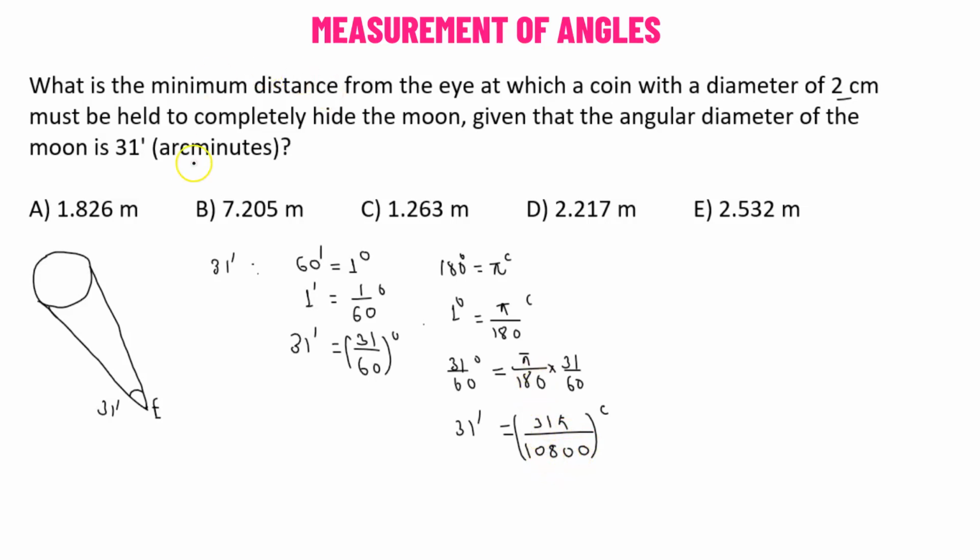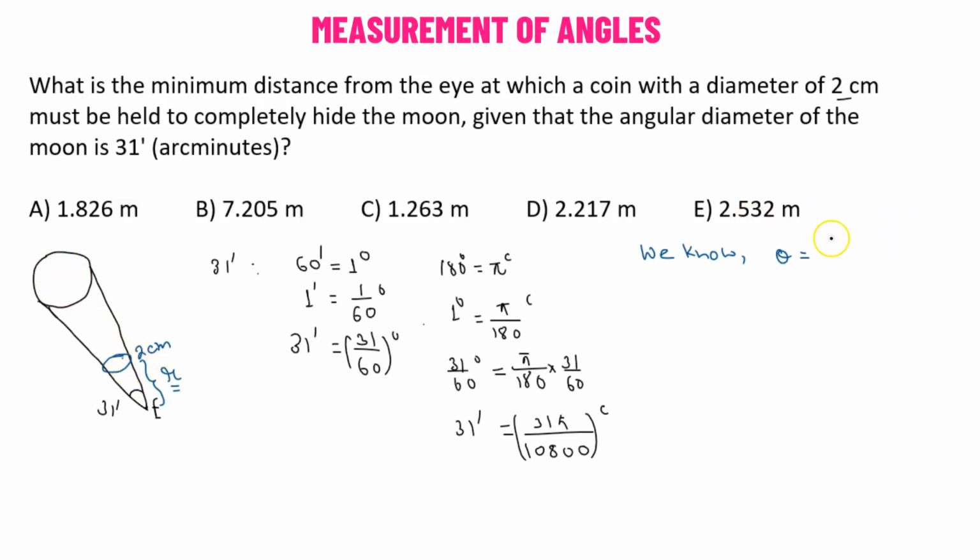Now in the problem, it's stated that we have a coin with a diameter of 2 centimeters, which is r distance away in front of the eye, such that it completely hides the moon. Our goal will be to find the value of r. Here we know that the angular diameter, that means the angle theta, is the angle subtended at the center, whether by the moon or by the coin in this case, doesn't matter.